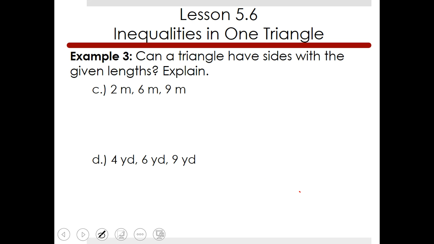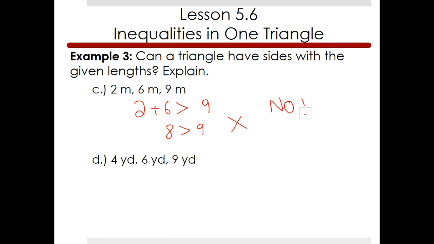So let's try a couple other ones. 2 plus 6 has to be more than 9. So 8 is more than 9? 8 is not more than 9. So this is a big no. You cannot make a triangle with 2, 6, and 9.